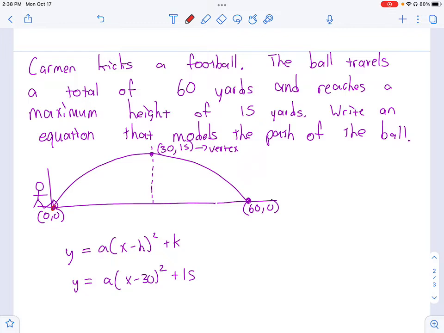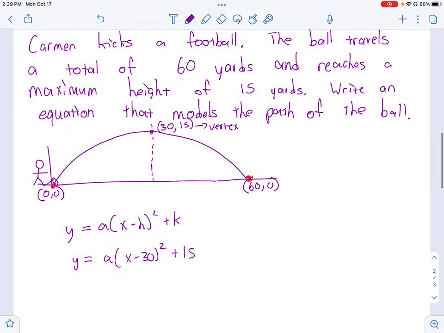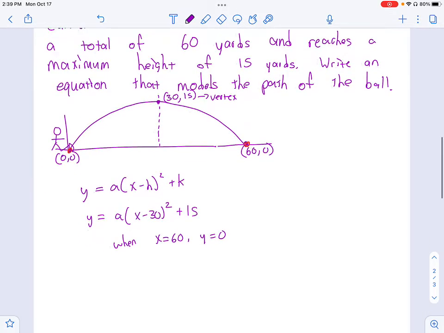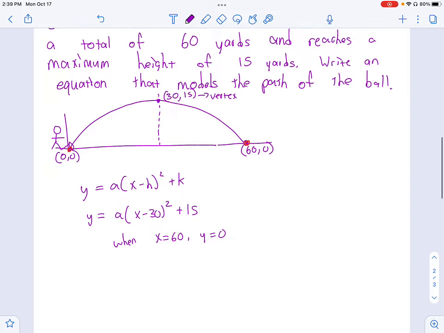And now I can pick either one of these points. They're both perfectly valid. They'll both give me the same answer. So I'm going to pick 60 because I want to do 60 minus 30 because that's positive. It doesn't matter which one you pick though. So when x is 60, the y value is 0. Sometimes I write this down just so I don't lose track and plug them in the wrong place. So when x is 60, y equals 0. So 0 equals a times 60 minus 30 squared plus 15.